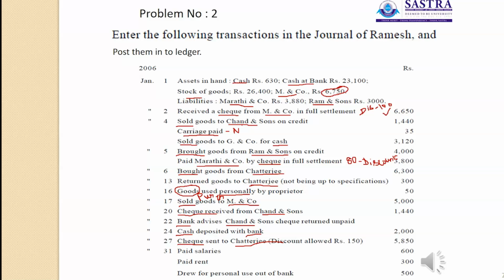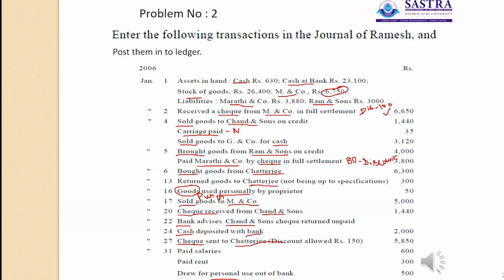Paid salaries, rent, that is expenses for us, so that account will be debited. Then drawn for personal use out of bank. Personal use, that is drawings. So drawings account debit to bank account.